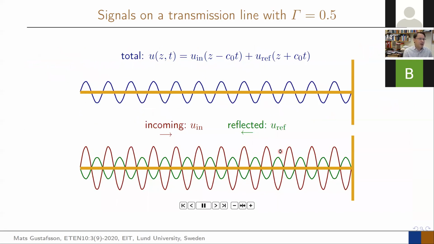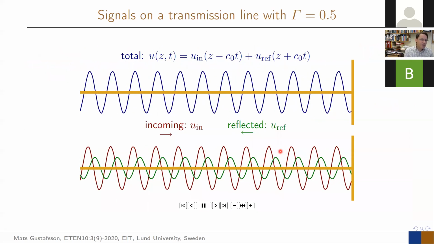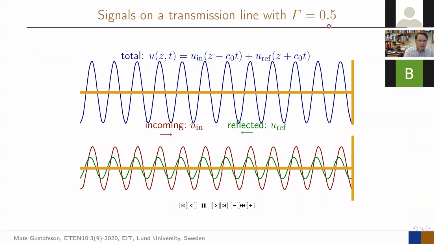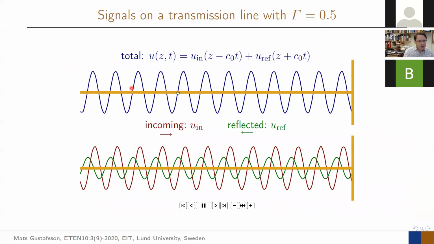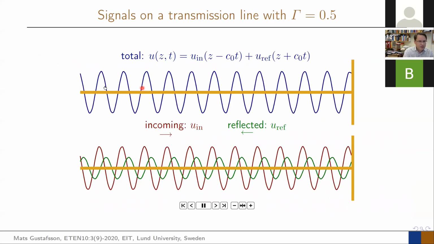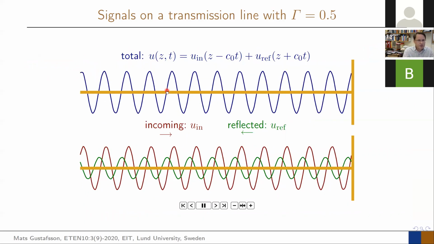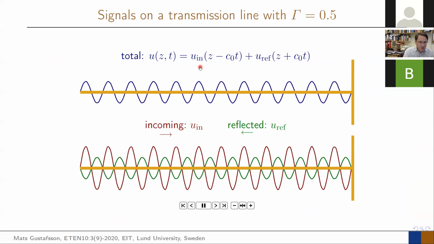And this is what it can look like. If you have, in these cases, a reflection coefficient that is 0.5, you can see the total voltage on the transmission line coming out here. This would be a coaxial cable, a twin wire or something, and you get a superposition of the incoming wave and the reflected wave.